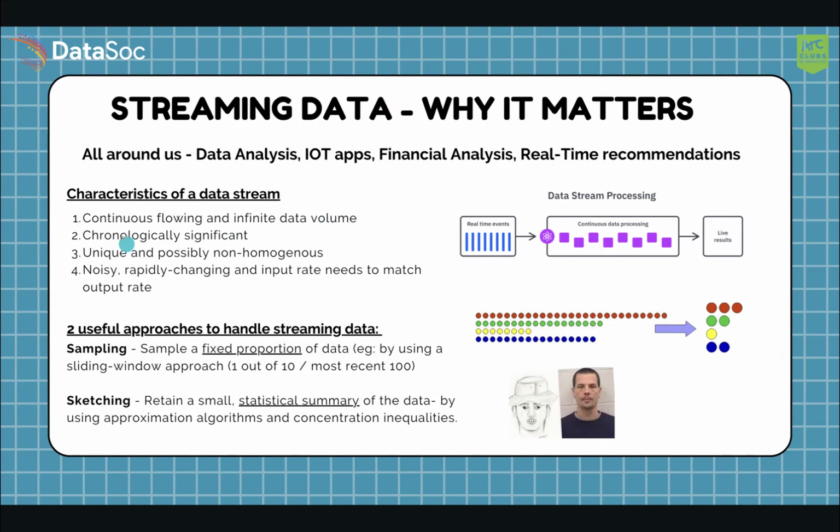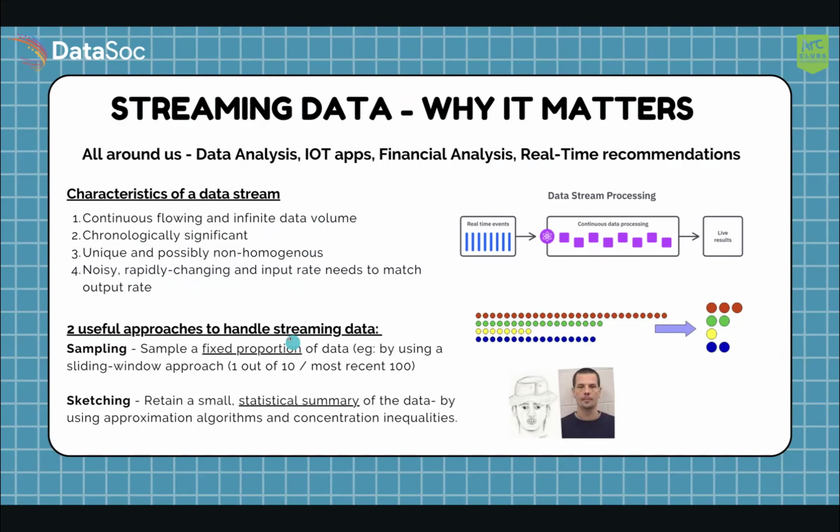It is chronologically significant, which means the time at which certain elements enter and leave matters. It's unique and could possibly be non-homogeneous. There could be different types of data. And it's also very noisy, rapidly changing, and the input rate needs to match the output rate.